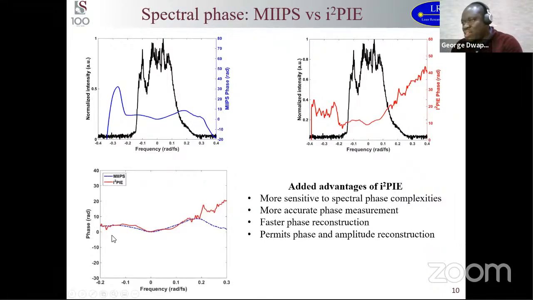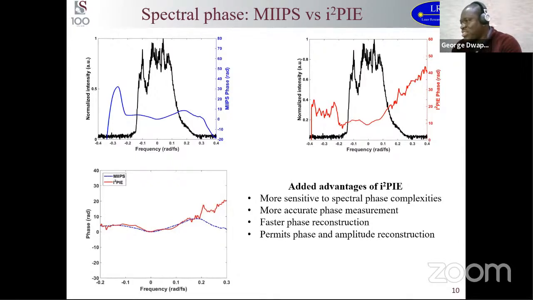But then if we now map what the MIPS gives and what the I square pi gives, if you overlay the two, you see that there are more features in the I square pi. The I square pi has more structure than the MIPS. This shows that it's more sensitive to the complex spectral profile, the phase profile of the supercontinuums generated.